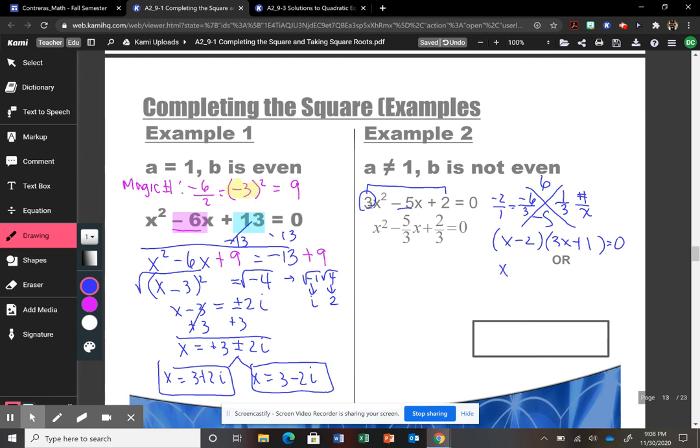Then the next thing would be to set each factor equal to 0 and solve. Those are the two solutions there, -1/3 and 2.